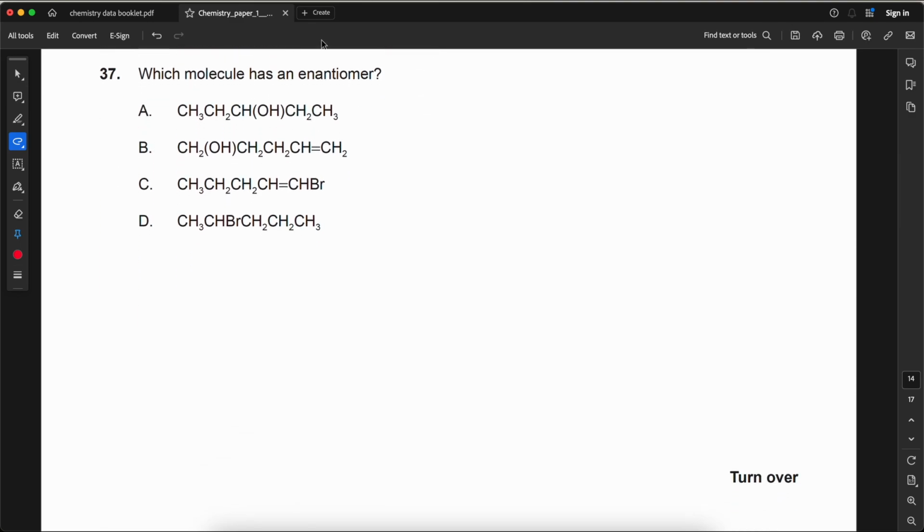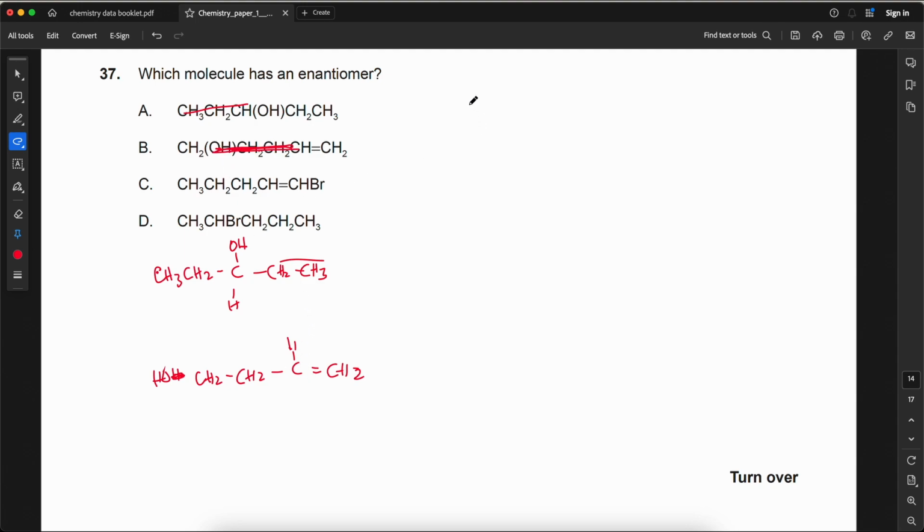Which molecule has an enantiomer? So it should be attached to four different groups. So let's see: CH3, CH2, COH, H, CH2, CH3. No, the same. So no. And for B, OH, CH2, CH2, C, H, CH2. So there is no chirality here. So this one, it's not.